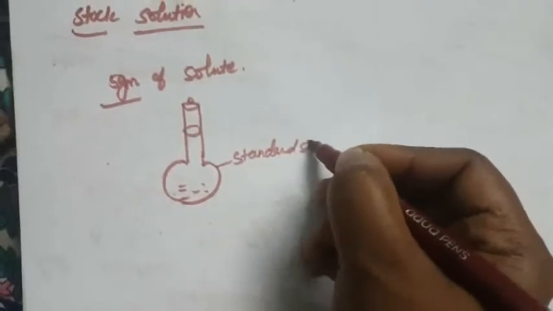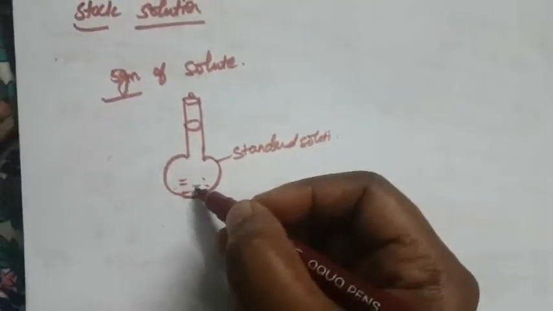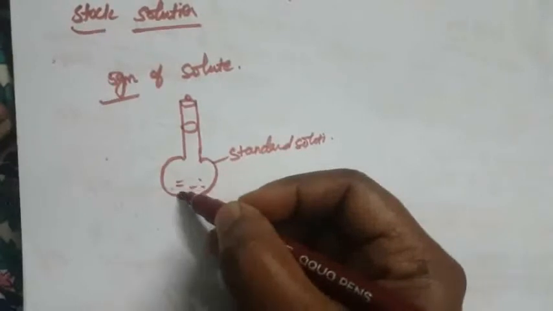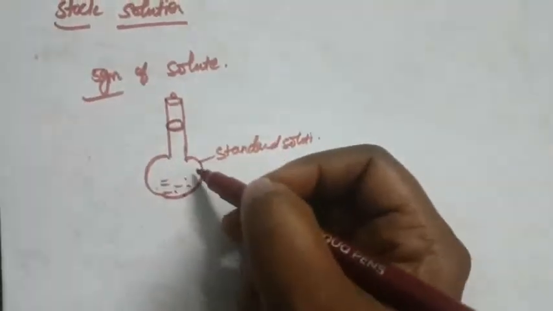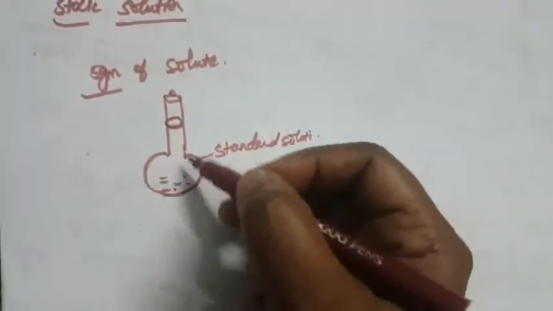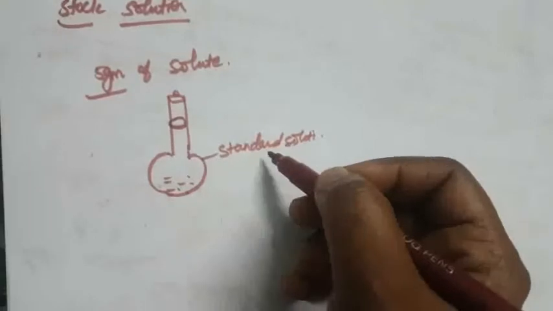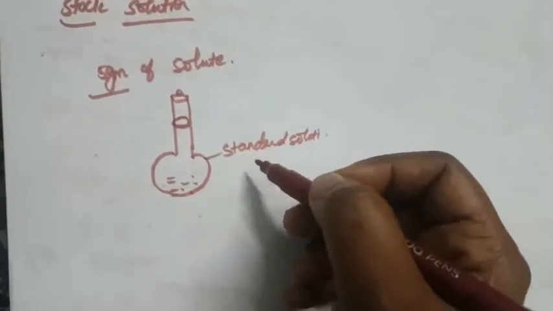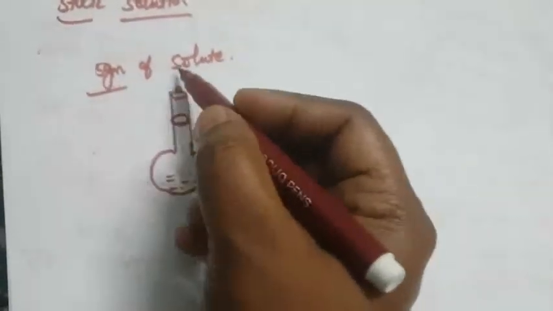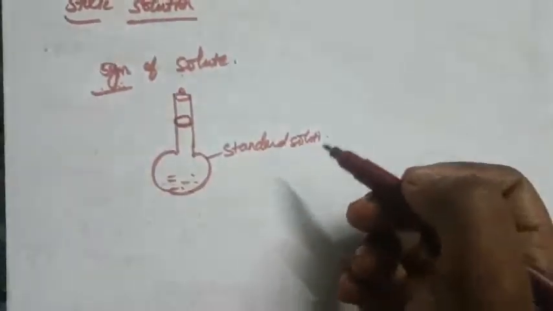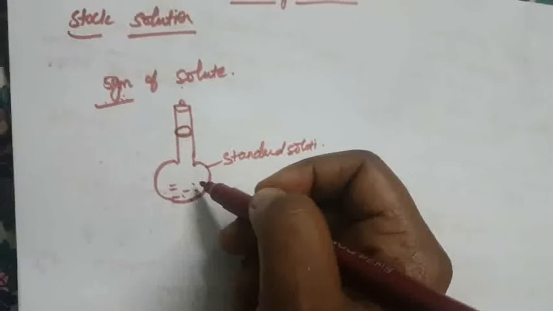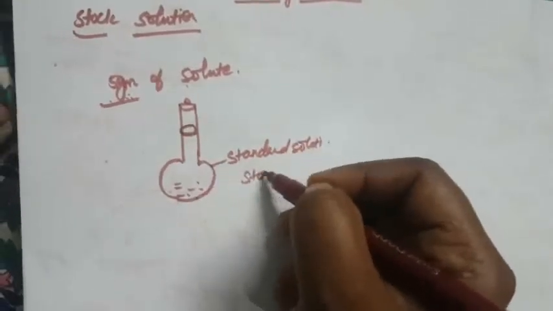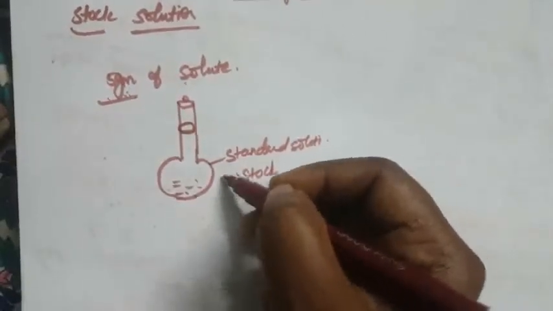Standard solution. First we take the 5 gram of the solute, add a small amount of water and dissolve it. After that, we make up the solute and solvent up to this mark, the solvent here being water. That is called standard solution. So this is the accurately known weight of the solute. After that, what is meant by working standard? This is otherwise called stock solution.